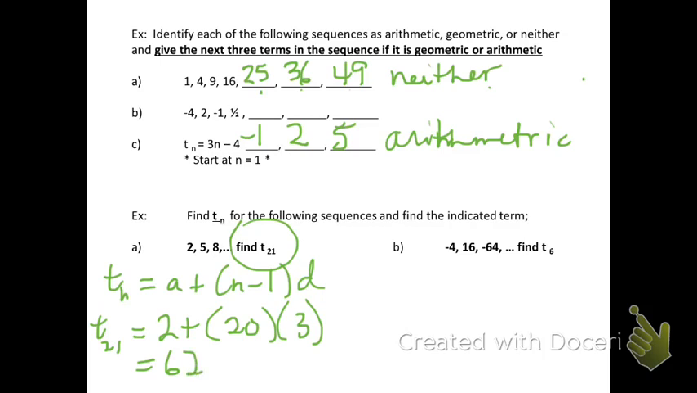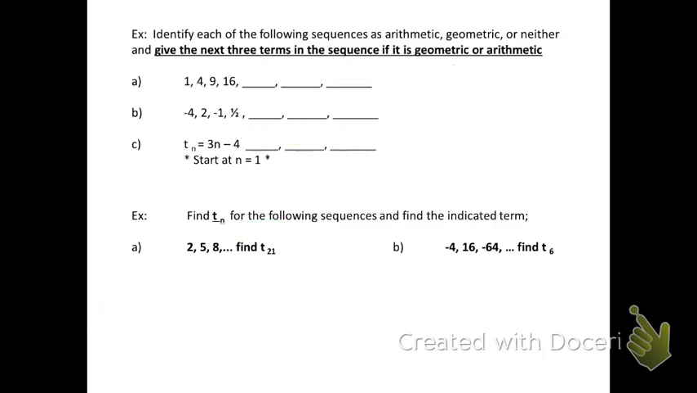Now, what if the question said, okay, now tell me what term 22 is or what term 19 is, and now we have to go through this whole process again. So one thing that we can do is find a general term or a general expression for all terms and then use it to solve. So let me show you what I mean.